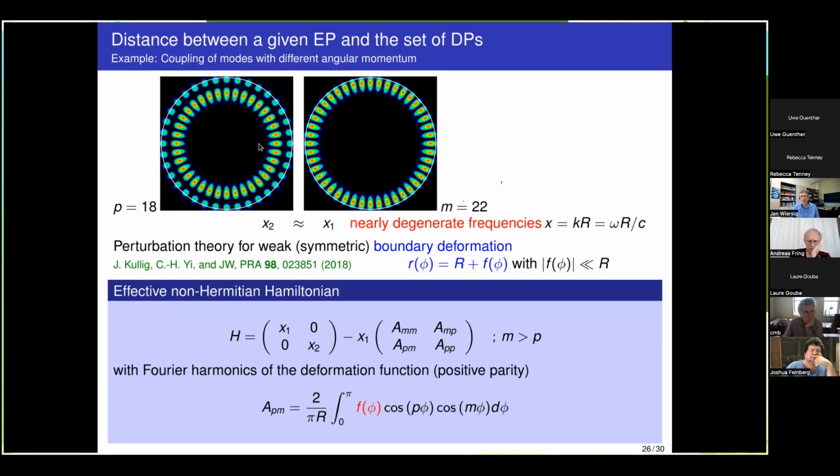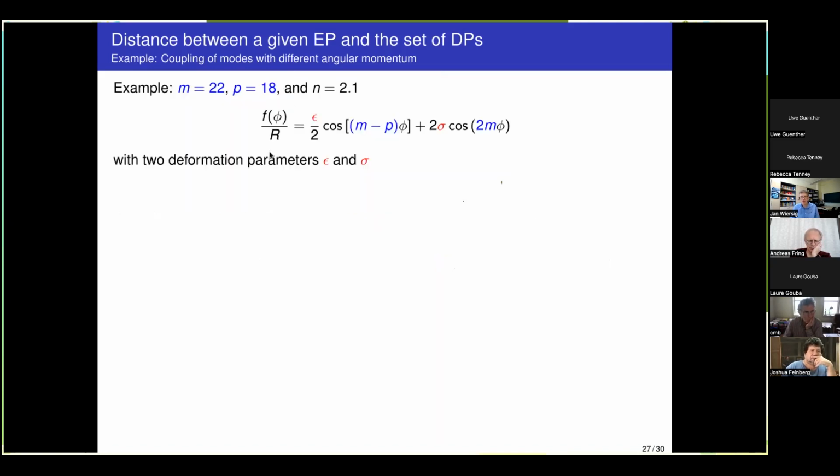Okay, so we take this example, we choose the refractive index 2.1, and then we choose this boundary deformation function. If you look at the equation, it's not obvious, but it takes maybe half an hour to see it. This gives us two deformation functions, and now we can do everything explicitly.